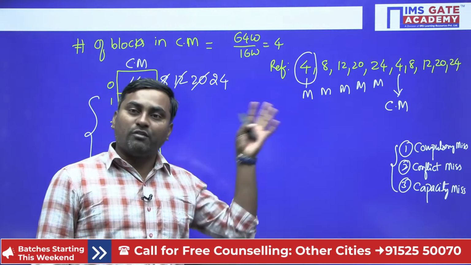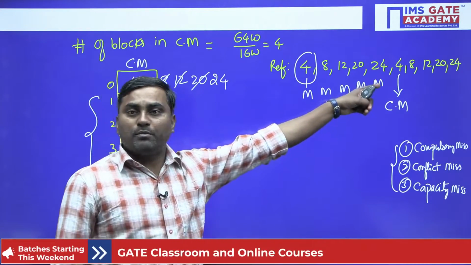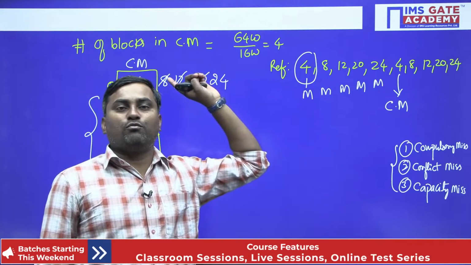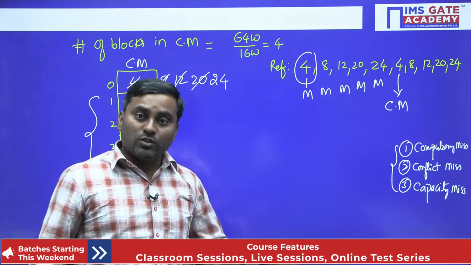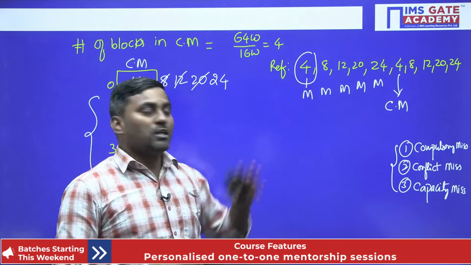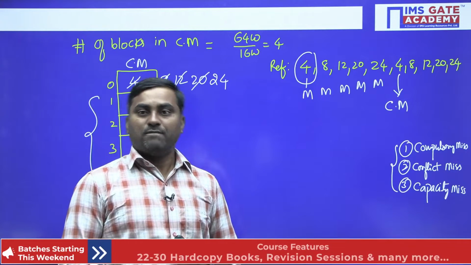Conflict penalty means a conflict happened and there is an extra penalty. Now see, a miss occurred for 4, right? Then again we have to fetch block number 4 from main memory. So this is a penalty, meaning extra time is required to fetch block number 4 from main memory because of this function. I hope you understand.